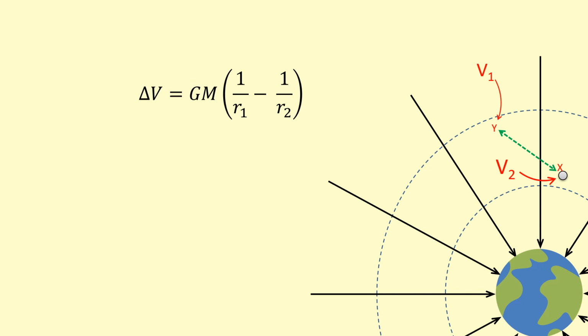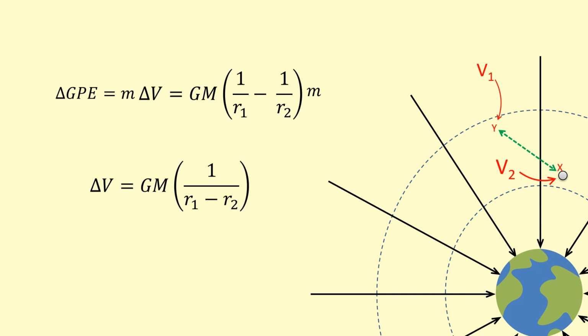Then once you've got the change in potential, you have to multiply by the mass of the object that you're moving in order to get the change in gravitational potential energy. It's tempting to use this as a shortcut, 1 over the distances from the center there, r1, r2 are distances from the center. It's tempting to use 1 over the difference in the distances. However, this would not work. This is wrong, because that's not the same as the expression above.